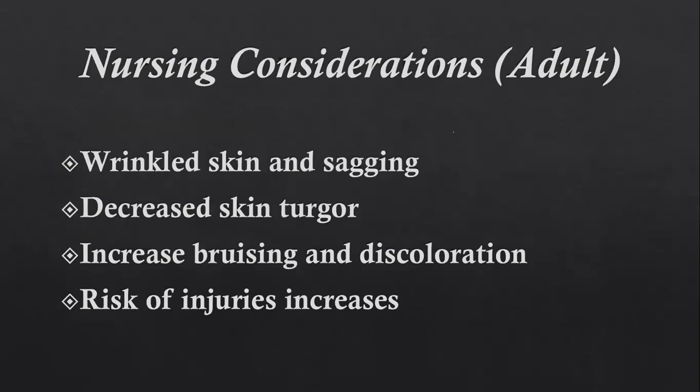So any kind of considerations, I also want to look at any kind of wrinkled skin or sagging skin, any kind of decreased skin turgor. What does decreased skin turgor mean? Dehydration. Okay, and when you have dehydration, what is it easier for that skin to do? Get dry. Dry, and it'll start cracking, right? Yep. So we have to make sure we pay attention to that. Any kind of increased bruising or discoloration also increases your risk for injuries. Because now let me say this, I see this a lot in the hospitals.